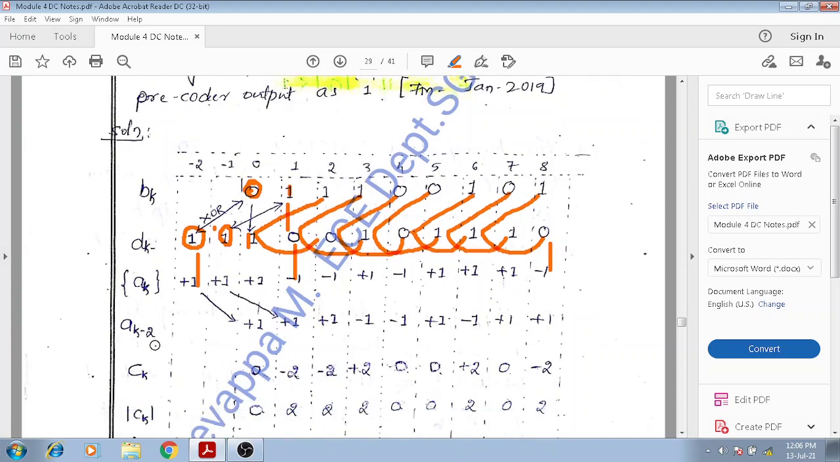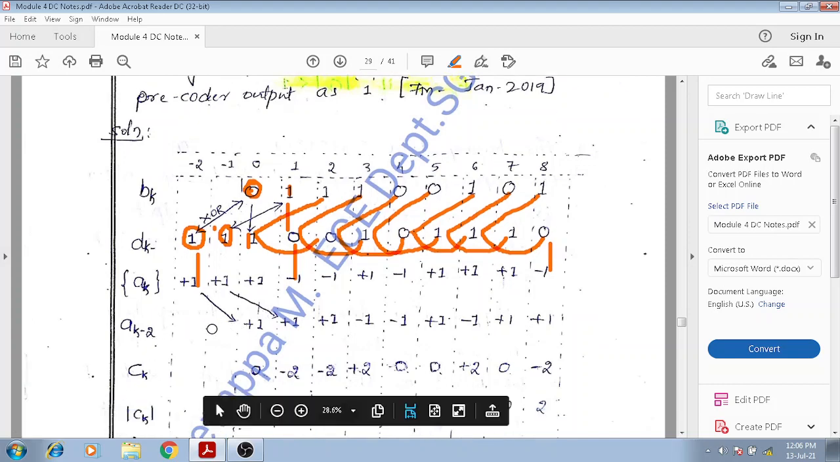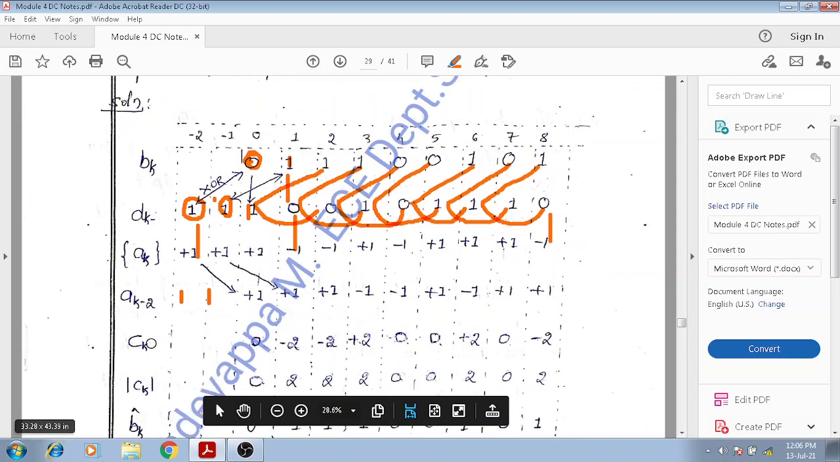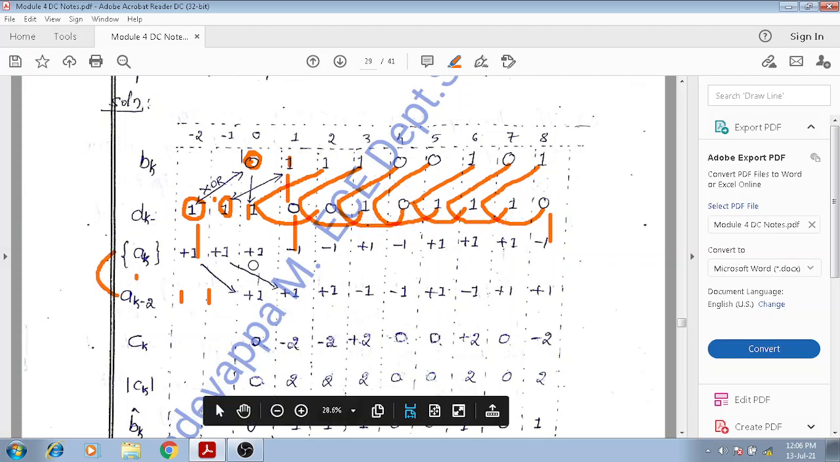And again we will take AK minus 1 as plus 1 and AK minus 2 is also 1. You can take minus 1 also, but for better convenience you use plus 1. Next, how to calculate CK? CK is equal to, what is the formula? There is a subtractor. CK is equal to AK minus AK minus 2. So you have to perform the subtraction between these two. AK is equal to plus 1.